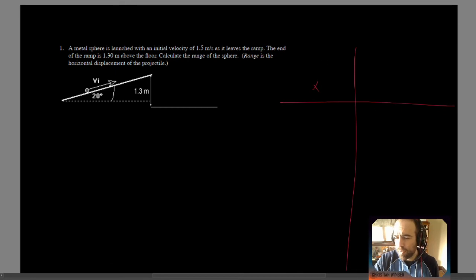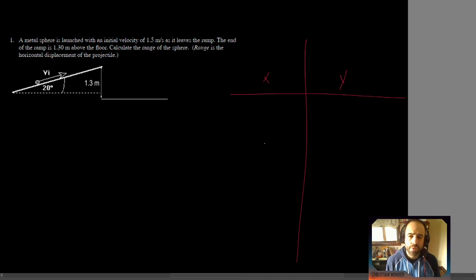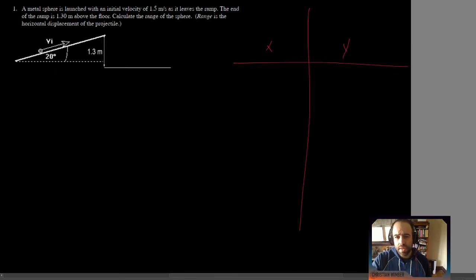Anyhow, this will all be horizontal stuff, and this will all be vertical stuff. So we're going to split it up that way, which is something we've done in the past. But I'm going to start off by looking at just these numbers. This 1.5 meters per second as it leaves the ramp is partially horizontal. Some of that 1.5 is horizontal, and some of that 1.5 is vertical. So we will have to split that up.